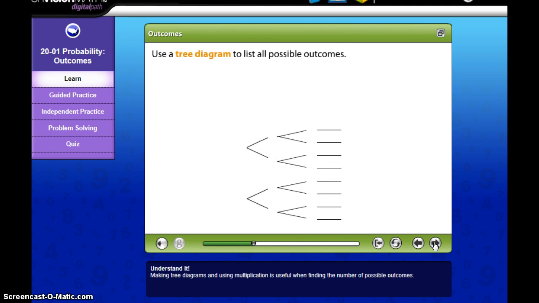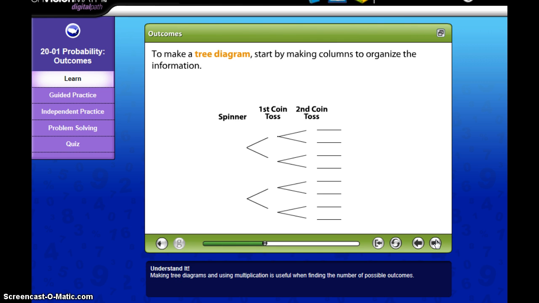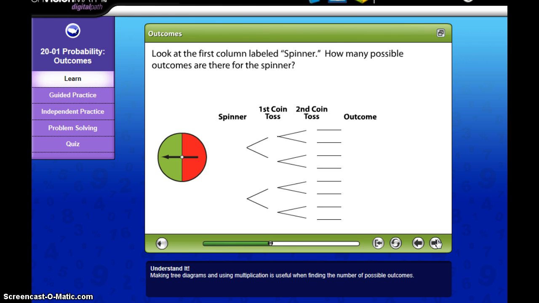Here we go. We have two possible sample spaces. Now, here's what's going to happen in this outcome. You're going to spin the spinner one time, and you're going to toss the coin 2 times. So, to make a tree diagram, we're going to start by making columns. Our first column is going to be for the spinners. And you told me that there are only 2 choices for the spinner, red or green. Okay, so that's what we're going to list first. Red for one and green for the next.